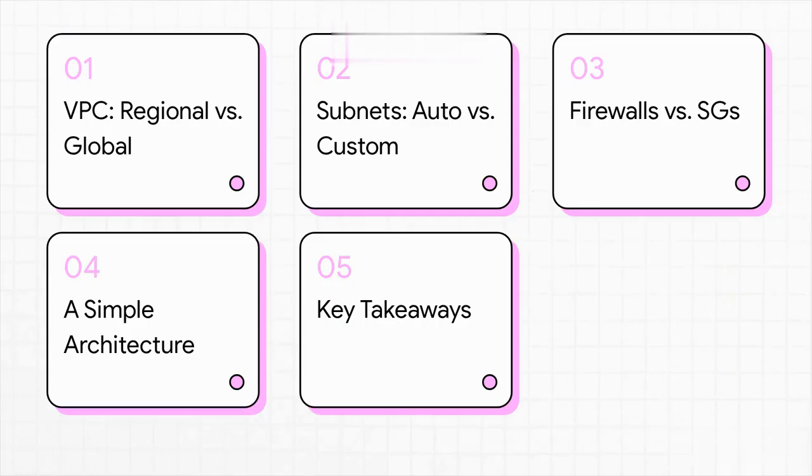Here's what we're going to cover, and we're going to move fast. First, the big one, the regional versus global nature of a VPC. Then we'll talk about subnets and a critical choice you have to make right up front. After that, we'll decode the completely different logic behind firewalls. We'll put it all together with a simple architecture and then wrap up with the key takeaways you absolutely need to remember. Let's do it.